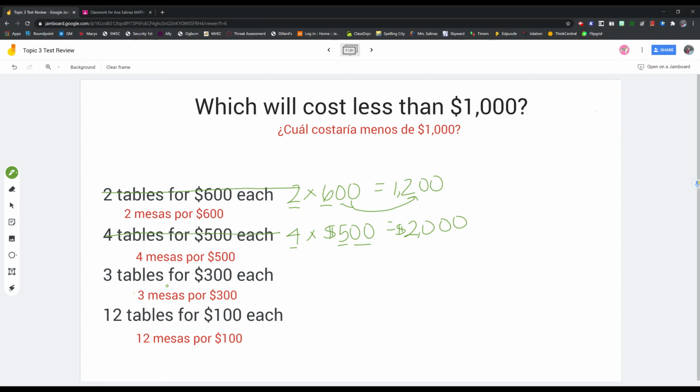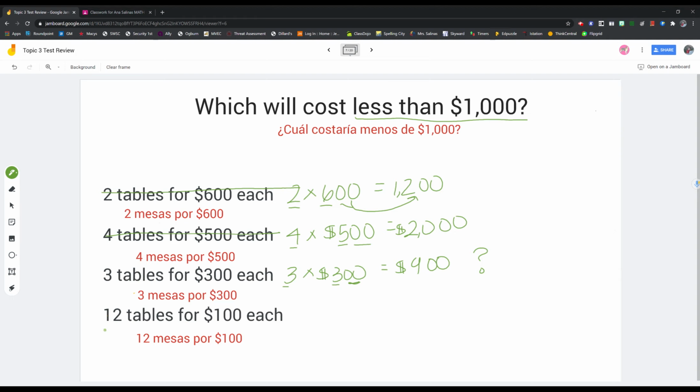3 tables times $300 each. 3 times 300. 3 times 3 is 9. Don't forget to add the 2 zeros. 900. This one could be the answer because it is less than 1,000.